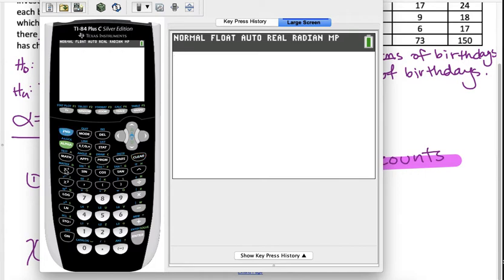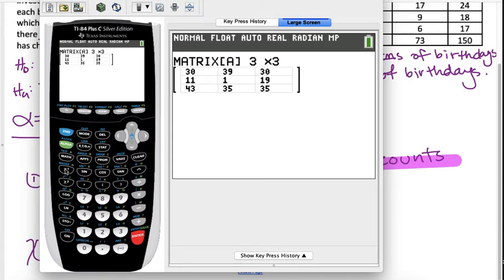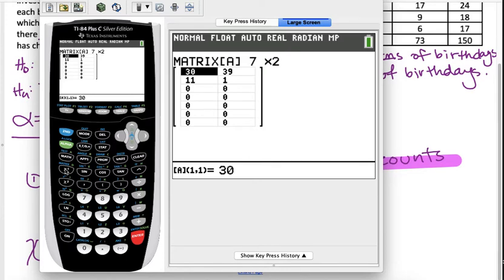All right, we still have to program our matrix for matrix A. So we still need to put in the observed. Now I'm going to say 2. Oh, that's not what I wanted. It's okay. I want 7 by 2. We go rows by columns there. All right, so I'm going to put 12 and 9. They should be the same.